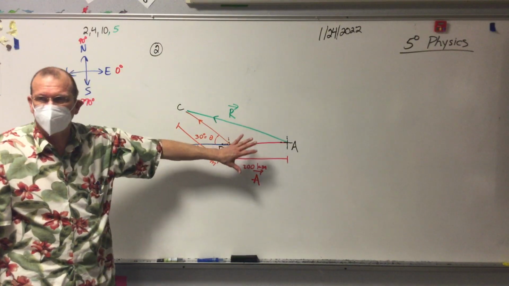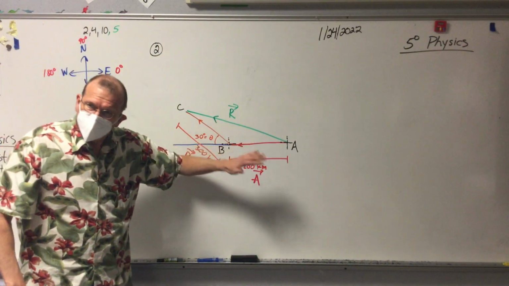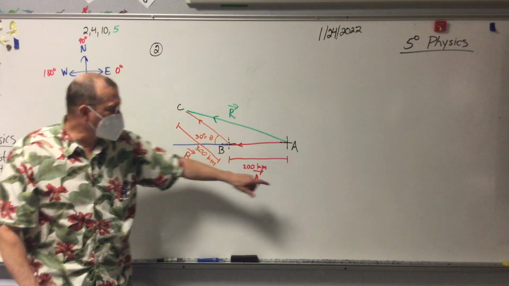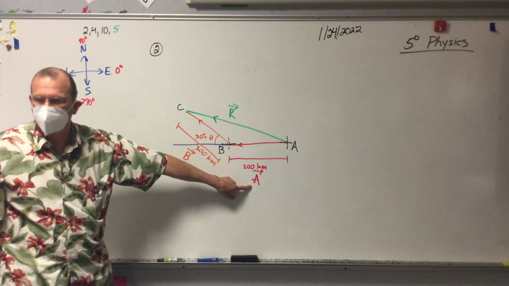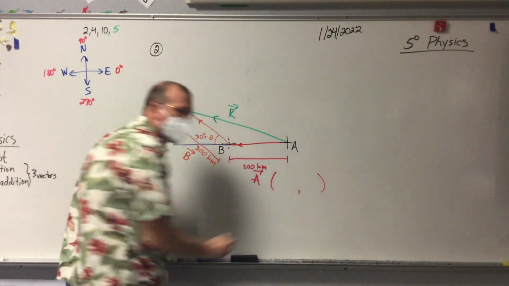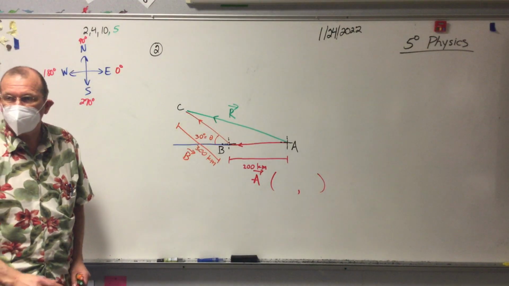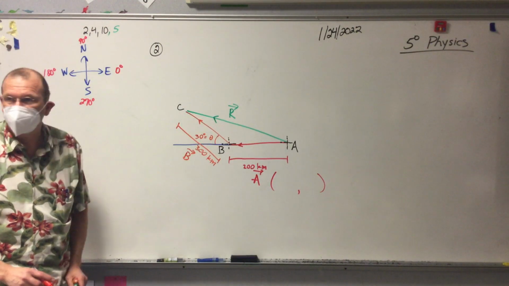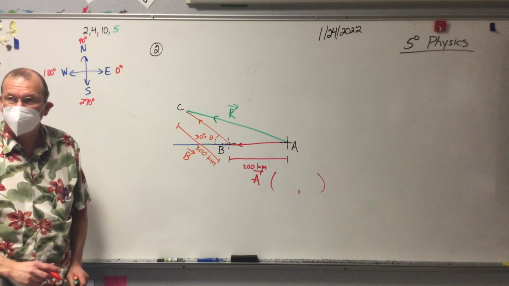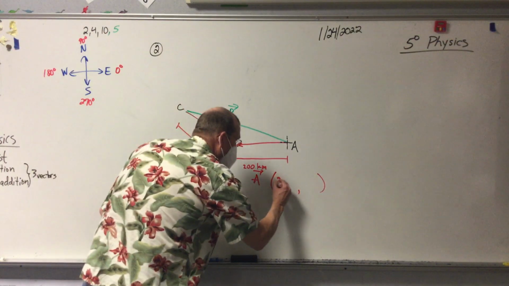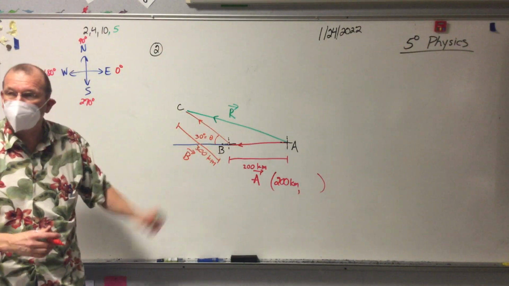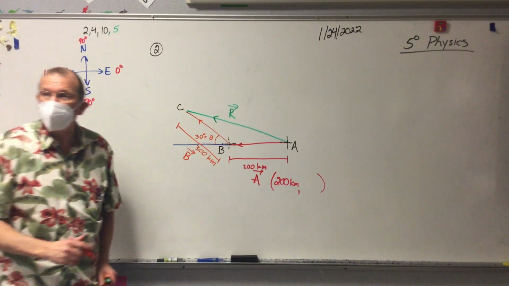I like people to be very rigorous: your vectors are magnitude and an angle from 0 to 360. So if we look at vector A and write it in polar coordinate form, what would it be? What's the magnitude of A? 200. It is 200 kilometers. And what would the angle be because of the way it points in the picture? It would be 180.